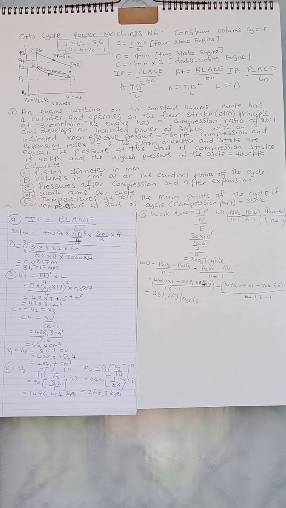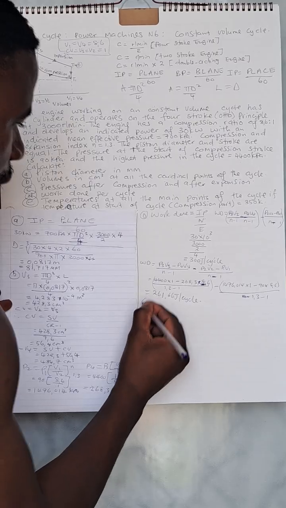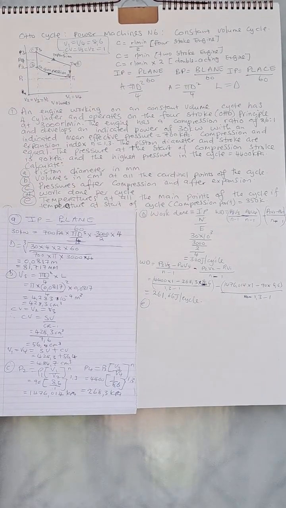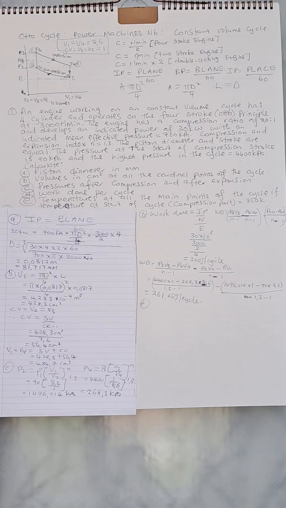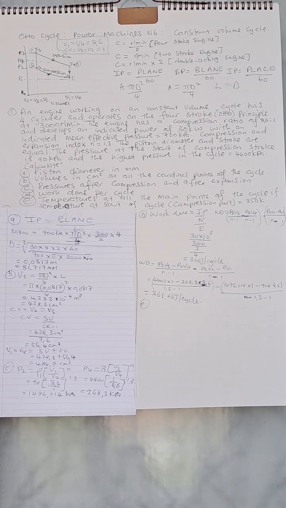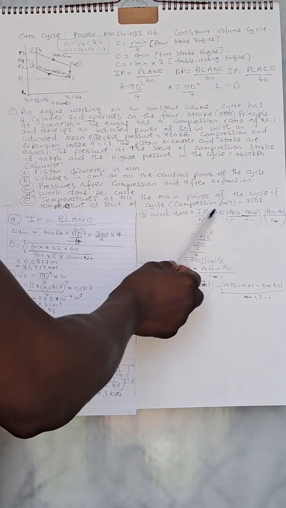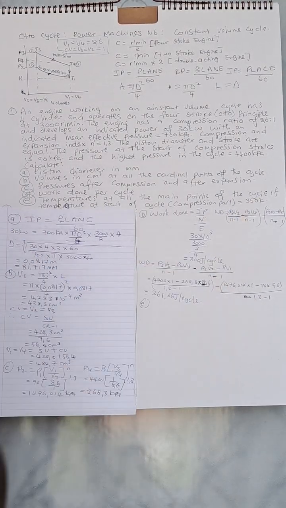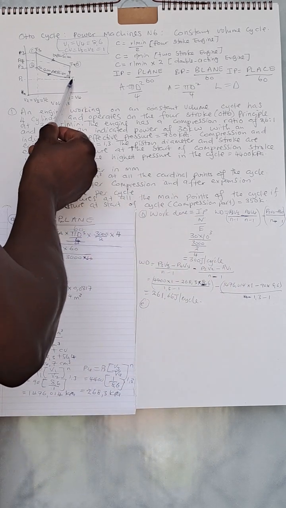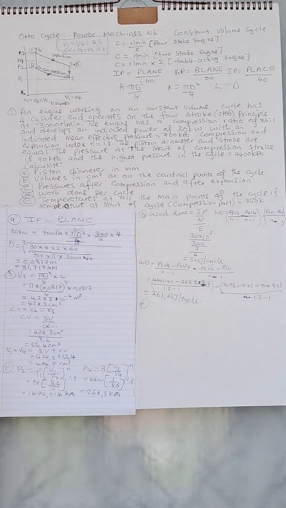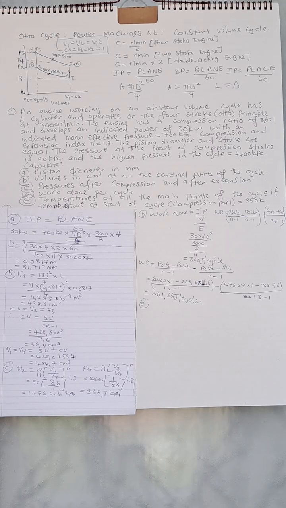Perfect. Now let's go to the last part, which is our point E. On point E, they want us to calculate all the temperatures at the main points of the cycle if at the start of the compression our temperature is 350, which is our T1. So let's look for our T2, our T3, as well as our T4, because the other ones are given.